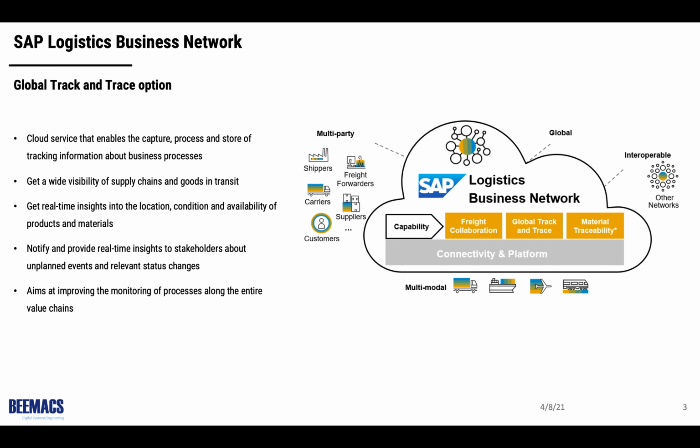Logistic Business Network is, first of all, a software as a service solution, which includes three capabilities: freight collaboration, global track and trace, and material traceability. Focusing on GTT, the idea behind this tool is to create a network in which you can invite multiple logistic partners, such as your customer, logistic service provider, and carriers, and you can start to monitor your business processes with milestones.